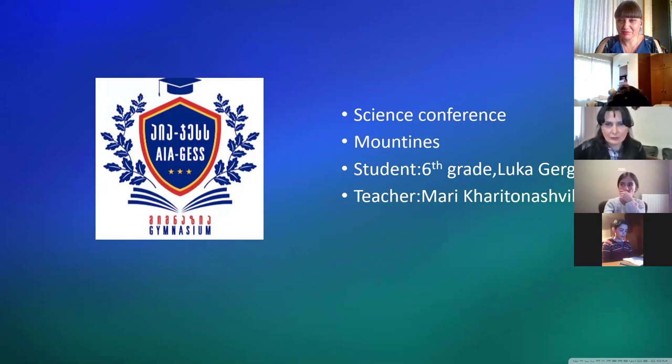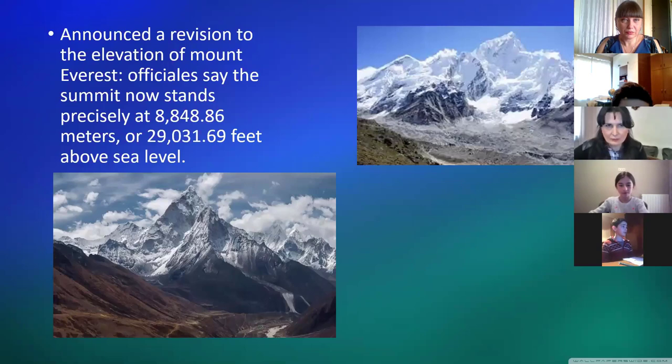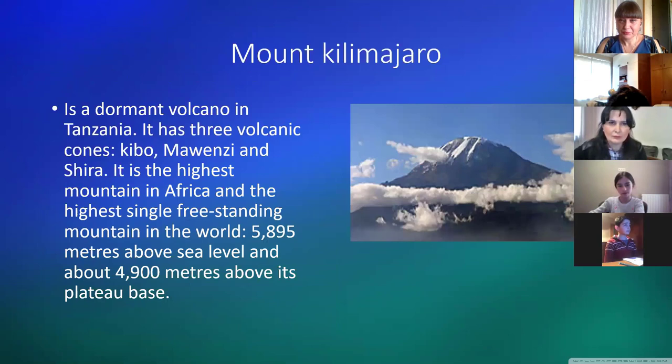Mount Everest, the world's highest peak, just grew a couple of feet, on paper at least. On Tuesday, after years of discussion and surveying work, China and Nepal announced a revision to the elevation of Mount Everest. Officials say the summit now stands precisely 8,848.6 meters, or 29,031.69 feet above sea level.